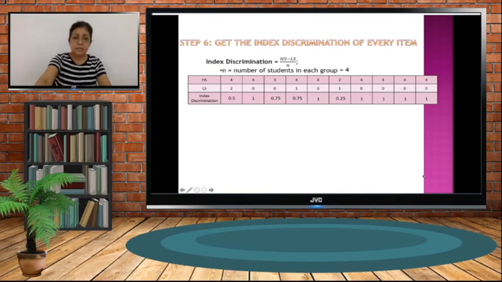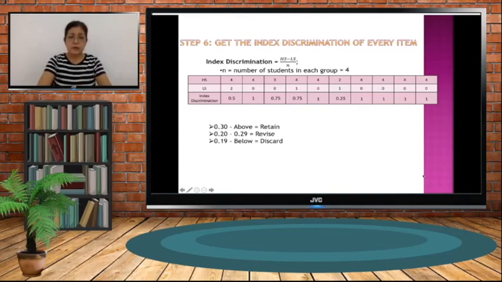Okay, now let us see the interpretation. Take note about the index of discrimination: if it falls in the range of 30 hundredths and above, you have to retain the item. But if it falls in the range between 20 hundredths and 29 hundredths, you need to revise the item. And lastly, if it falls in 19 hundredths and below, you need to discard the item. So let us look at the different indices of discrimination. The first one is 0.5, which means you have to retain. Same thing with 1, you need to retain.